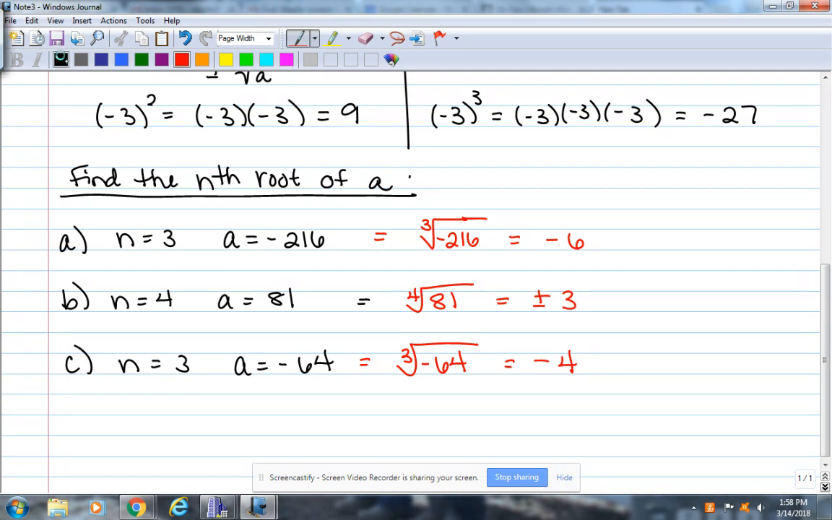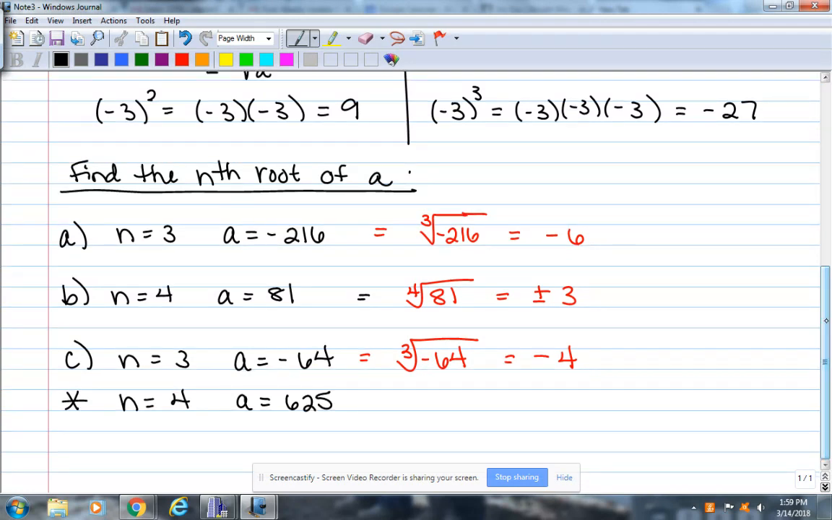I want y'all to try this one really quick on your paper. N equals 4. A equals 625. So set up your radical and then use your sheet to help you.